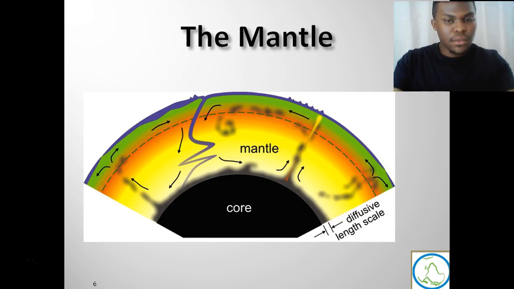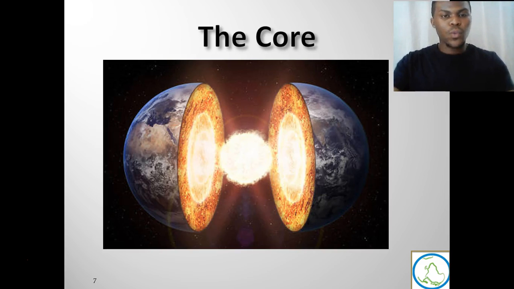Then we have the mantle. The mantle lies just beneath the crust. The mantle consists of hot, dense silicate rocks, and it provides thermal and mechanical driving forces that drive plate movement. And then we have the core. The core is the Earth's innermost part, and it is also divided into two, the inner core and the outer core, which are both responsible for the geomagnetic field of planet Earth.